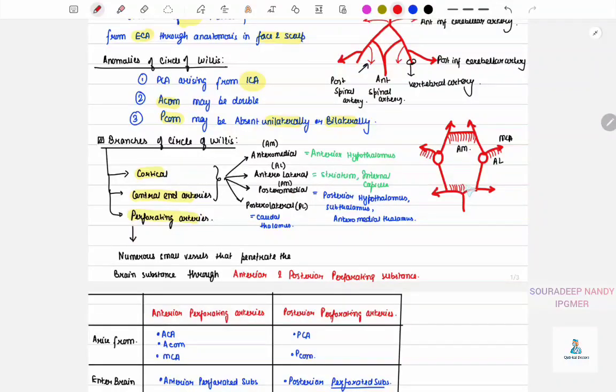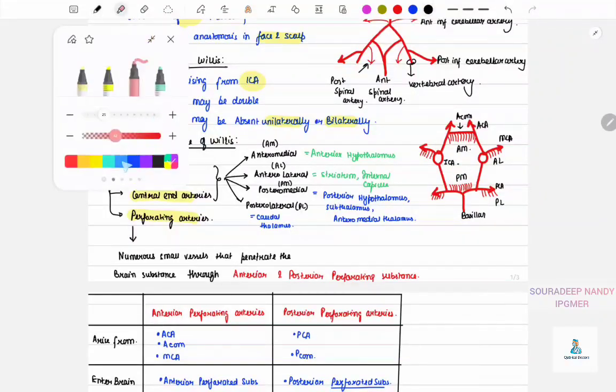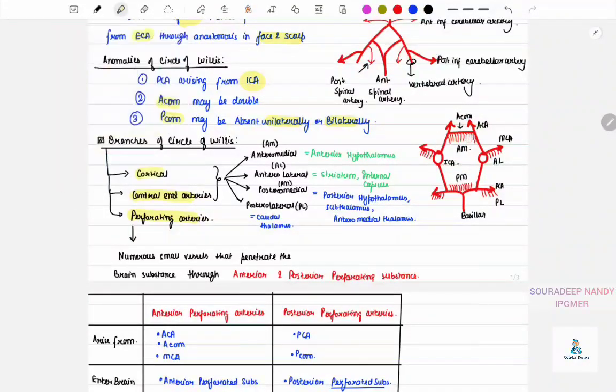Then we have the posteromedial branch. The posteromedial branches arise from the posterior cerebral artery. They supply the posterior hypothalamus, the subthalamus, and the anteromedial thalamus. Then we have the posterolateral arteries, which supply the caudal thalamus. Okay, so this was in short: anteromedial arteries, anterolateral arteries, posteromedial and posterolateral.